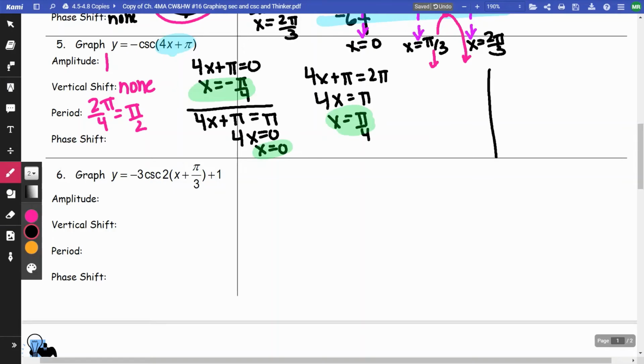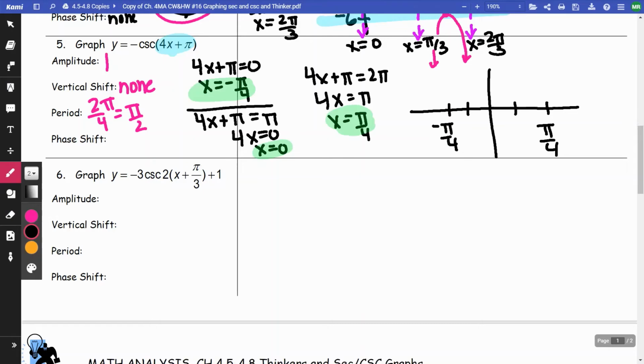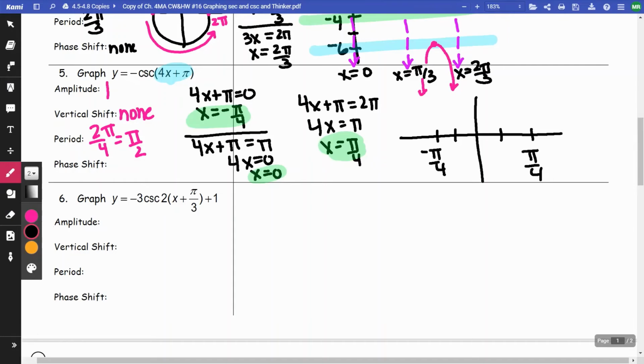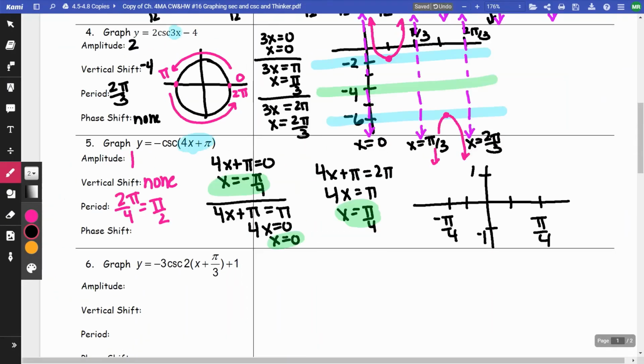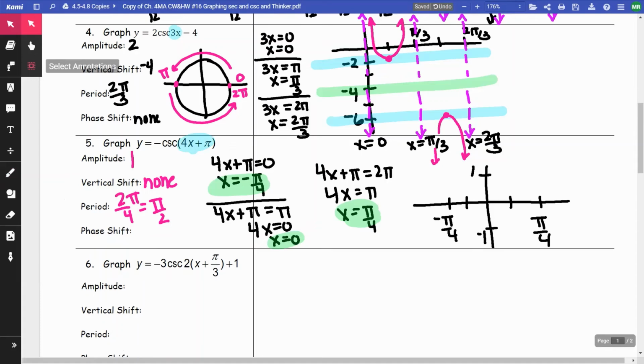So for that, I'm going to be at a negative pi fourths, a positive pi fourths, and 0. That's where my asymptotes are. I'm going to have a mark there and a mark there. And we're going to be going 1 above and 1 below. Okay. So I'm going to get my asymptotes.